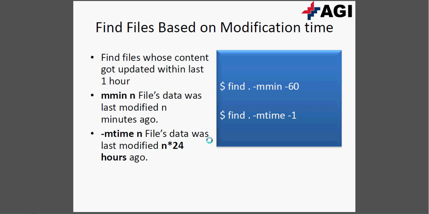Next, I would like to find files based upon their modification time. In this example case, I'm using the options -mmin and -mtime. So -mmin will look for files that were modified n minutes ago, and -mtime would look for files that were modified in terms of days.